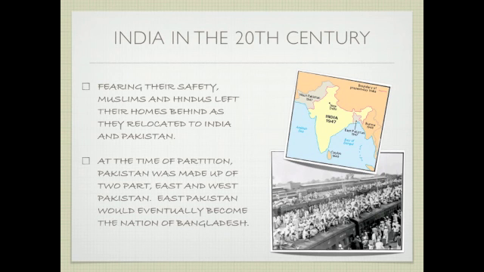Fearing their safety, Muslims and Hindus left homes behind as they relocated to India and Pakistan. At the time of partition, Pakistan was made up of two parts, East and West Pakistan. East Pakistan would eventually become the nation of Bangladesh.